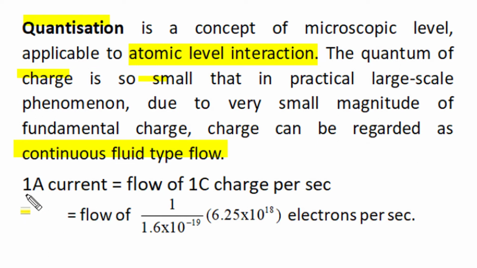Say, for example, if there is a current of 1 ampere flowing in a wire, it means 1 coulomb of charge is flowing per second. One electron has 1.6 × 10^-19 coulomb of charge, and 1 coulomb means there would be 6.25 × 10^18 electrons moving per second. So in such a huge number, a few numbers like 1, 2, 3 won't have any meaning, and we could say that charge in practical life is some sort of continuous fluid-like flow.